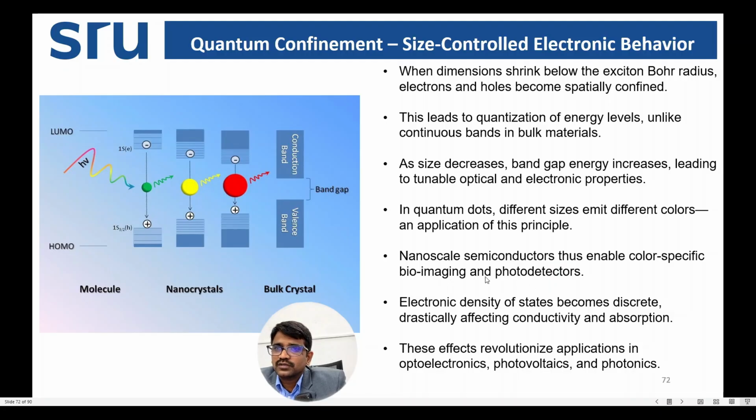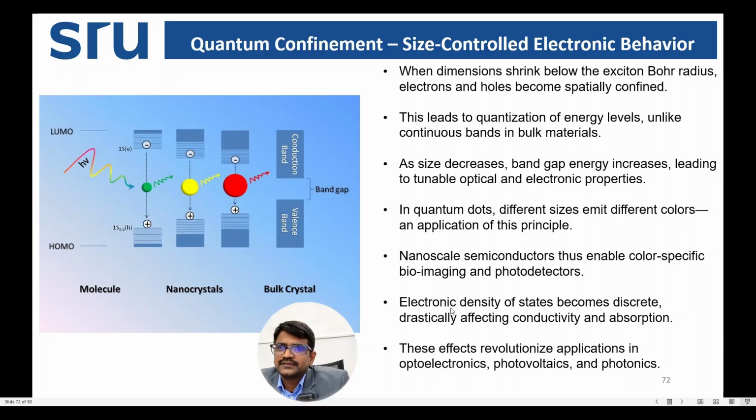So for example, if you see some of the images, we need to give properly colored images so that we can make color contrast to different parts in the images. For that we need these nanoscale semiconductors.